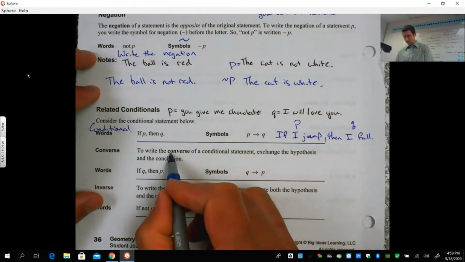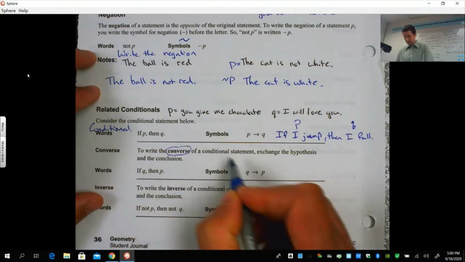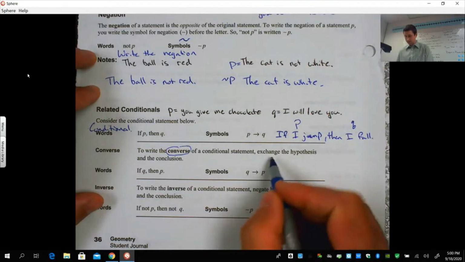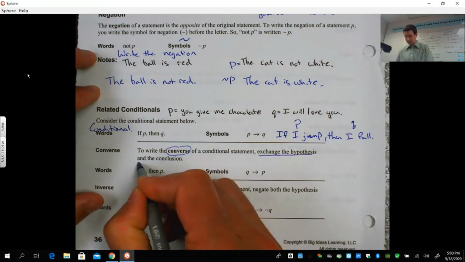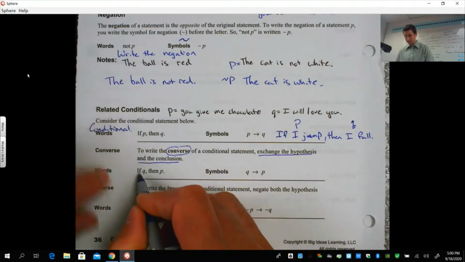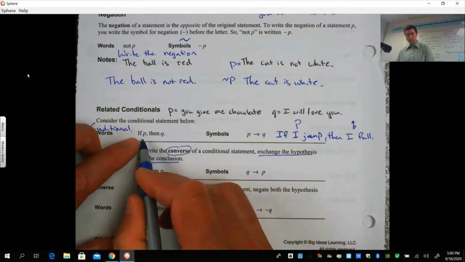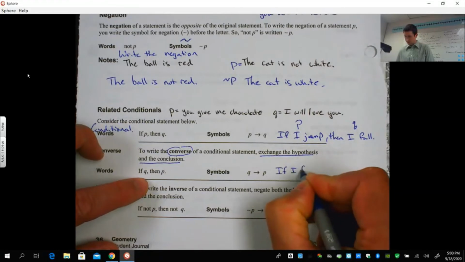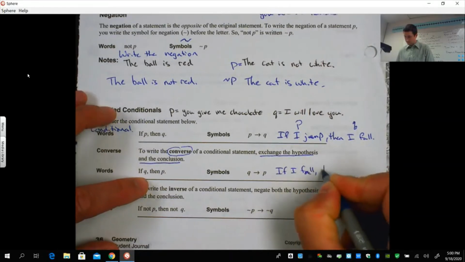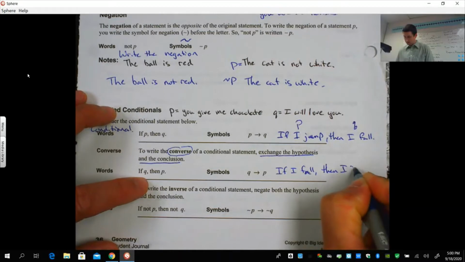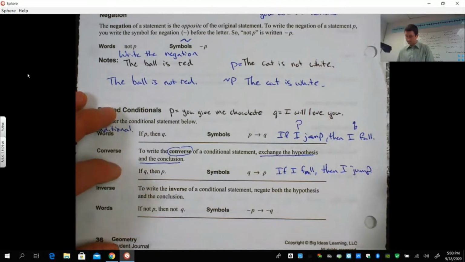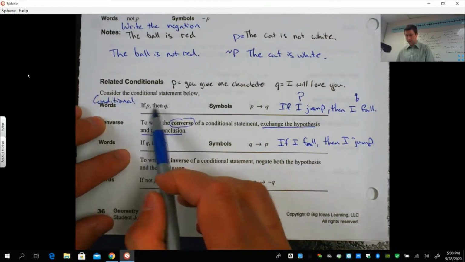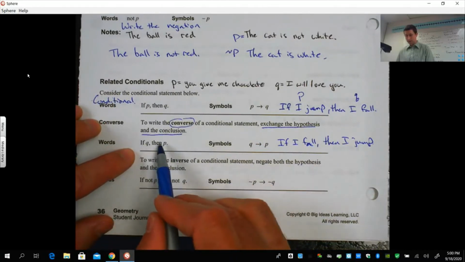The next term is referred to as the converse of a conditional statement, and that switches the Q and the P. So exchange the hypothesis and the conclusion. If Q, then P. So this was if P, then Q. If Q, then P. So this would be if I fall, then I jump. That's the converse. So we have conditional, if P, then Q. Converse, if Q, then P.